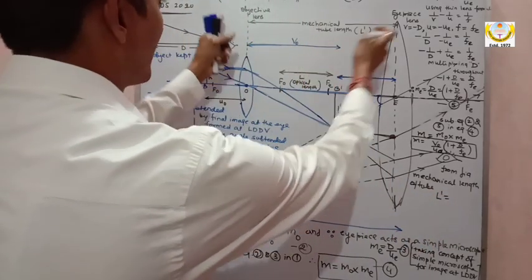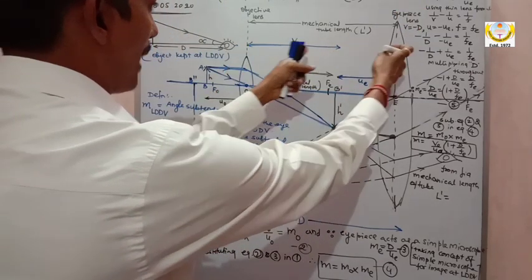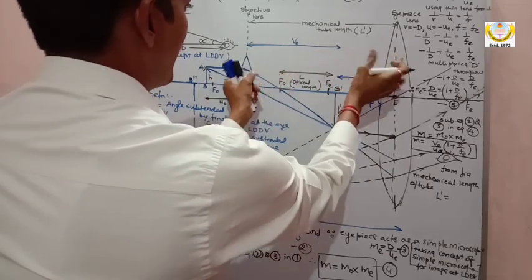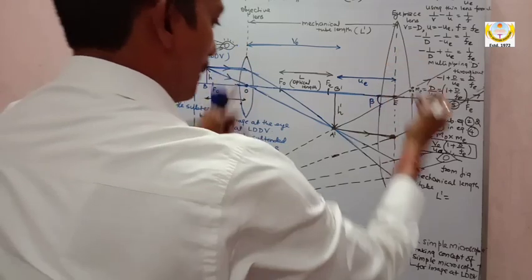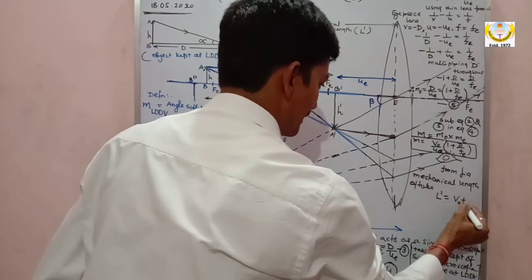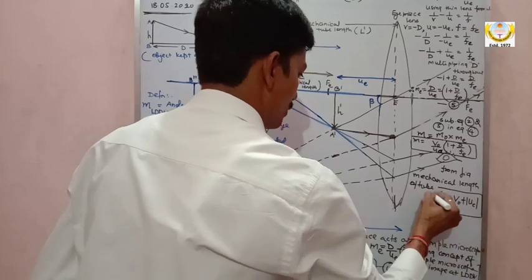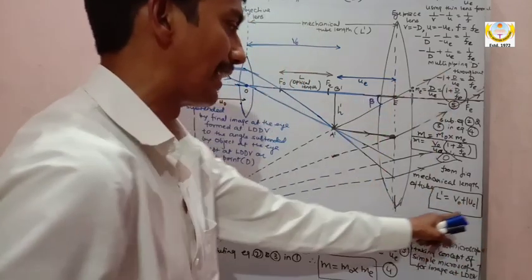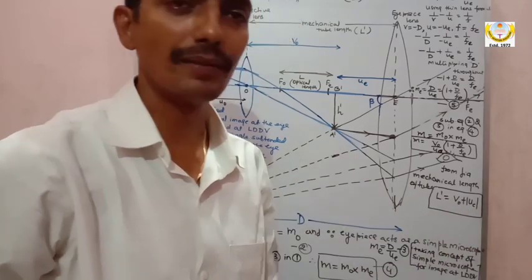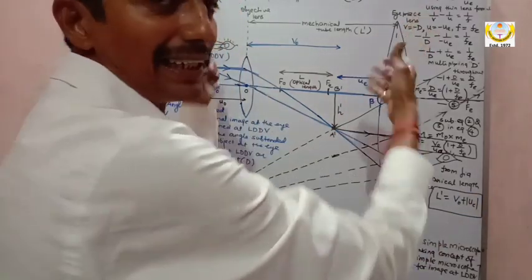I hope L dash is the distance between the objective and the eyepiece, and here it is VO plus UE. VO plus UE is the total distance between objective and eyepiece. So L dash is equal to VO plus, and this should be in mod, because it is a length. Even if UE is negative, I will take it as plus only. So this is VO plus mod UE, because length will always come positive. It is a length, it is a distance.